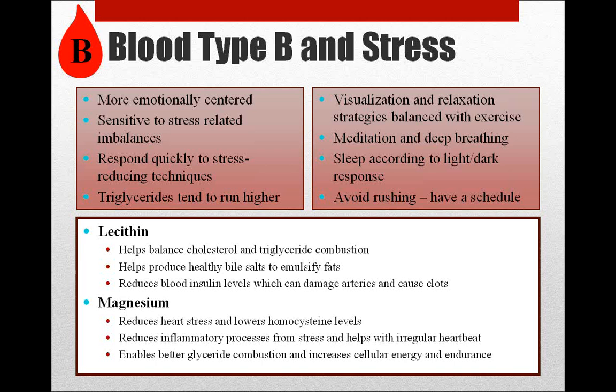So with the bees, they are emotionally centered. B is for balance. They're the most balanced of the types. They do get sensitive to stress-related imbalances. They respond quicker, though, to reducing that, and usually their triglycerides tend to run high, especially if they're doing a lot of those starchy foods. So visualization and relaxation they respond best to, balanced with movement.